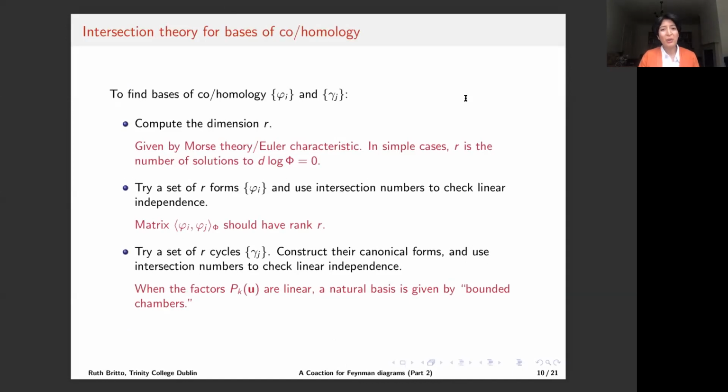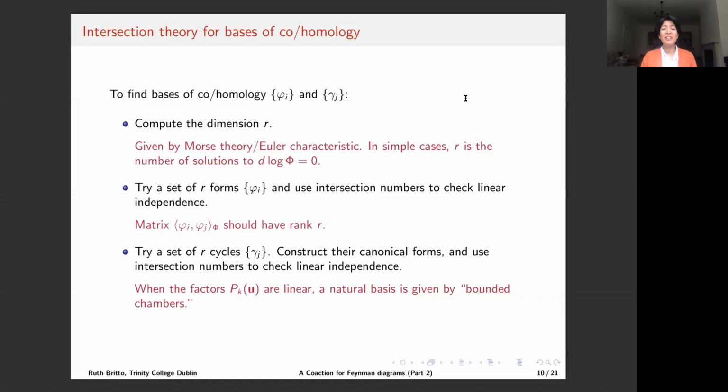Okay, so here's how it will work systematically. We're given an integral that we start with. We've got our omega, gamma, integrand, and contour. And so the first item of business is to compute the dimension of cohomology and homology. Remember, we're going to try to find these bases and then construct their intersection numbers. So in order to get a basis, we would like to know, how many elements are we looking for? What's the dimension? And this is given in general by Morse theory or an Euler characteristic computation.